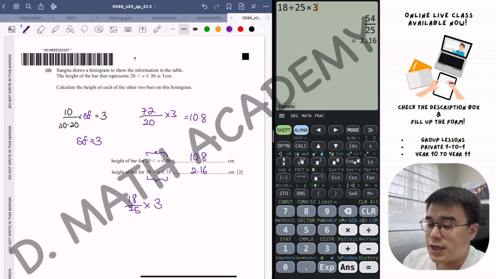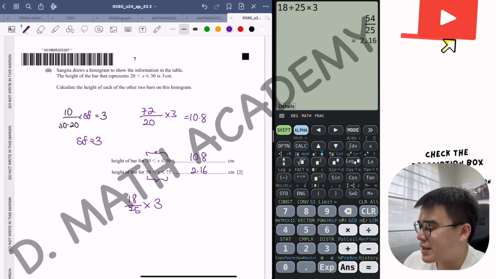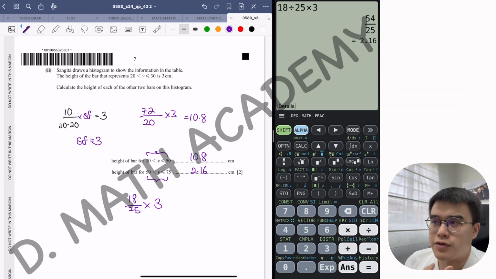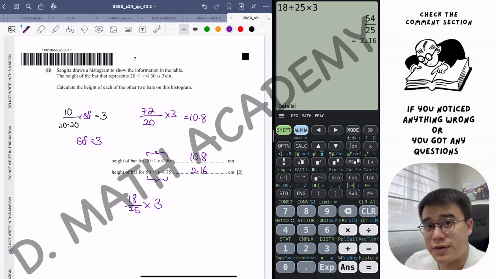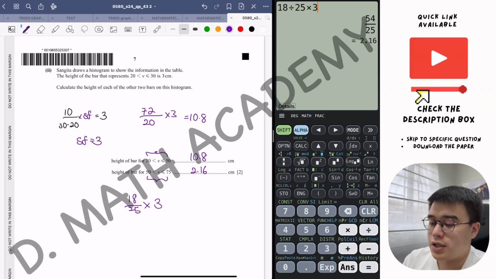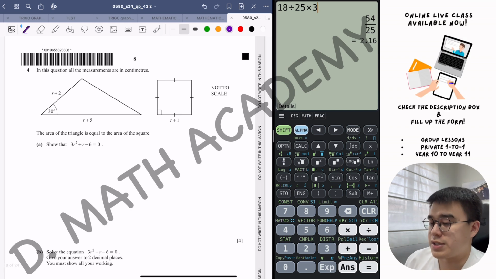I wouldn't say it's a very good question, but if the students are not familiar with how frequency density is calculated, or they didn't pay attention to the height of the bar that was given there, they would have fallen for this trap, not identifying the scale factor of 3. So this is something to keep in mind. Please do not make this kind of mistake in your exam.